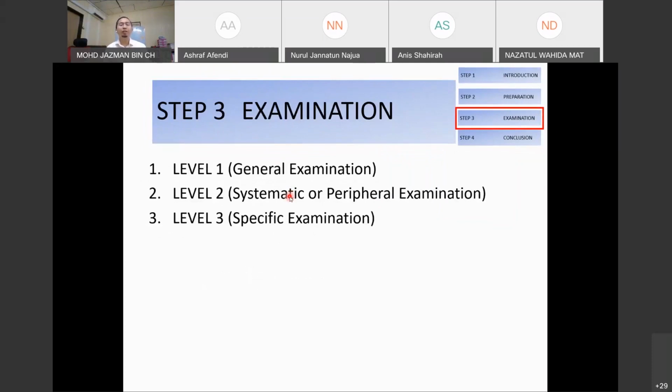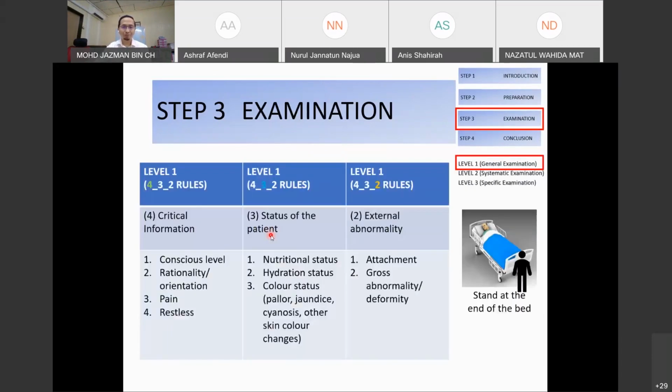Okay, next is step 3, examination. So the examination is divided into 3 levels. The first is your general examination, followed by systemic or peripheral examination. I prefer using the term peripheral examination, so that you do not confuse general and systemic. Okay, so after that, level 3 is the specific examination.